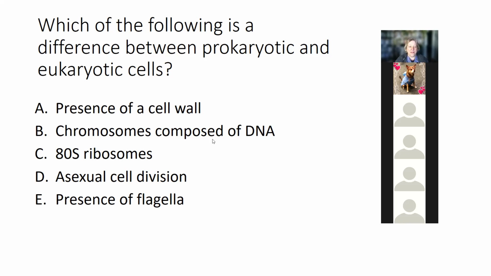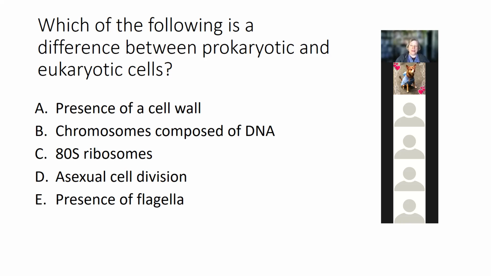The next one is chromosomes composed of DNA. Actually, both prokaryotic and eukaryotic cells have chromosomes composed of DNA. Now, you may have picked it because I didn't put the protein scaffolding.